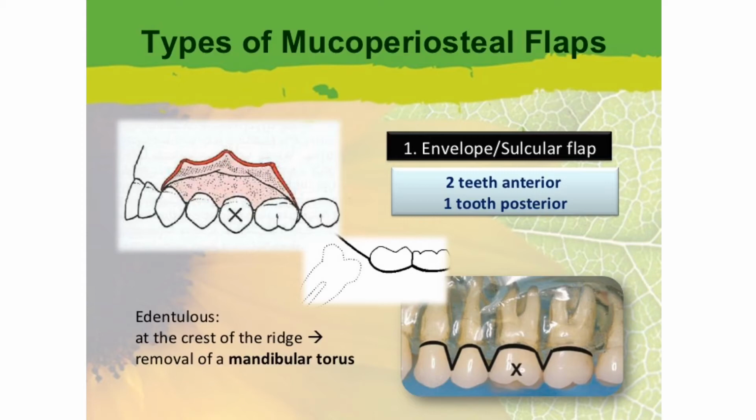So the first flap is envelope or circular flap. So the incision design is, it has to be placed 2 teeth anterior and 1 tooth posterior from affected tooth, which has to be removed. On edentulous ridge, the incision can be placed over crest of the ridge. So this flap can be utilized in conditions like removal of mandibular torus.